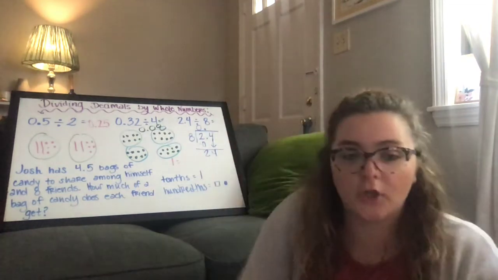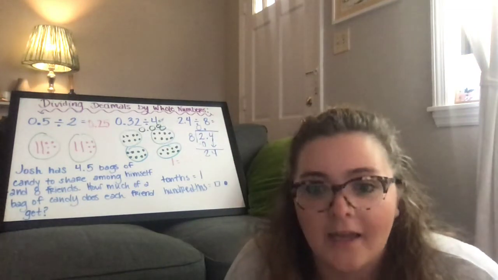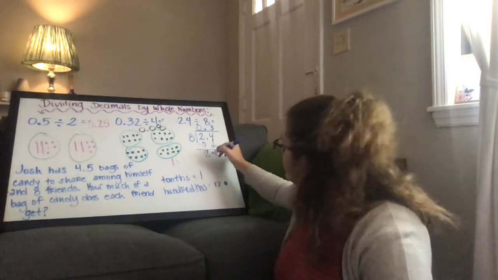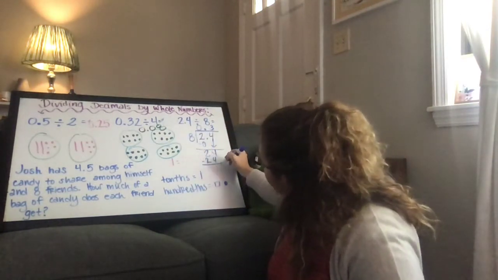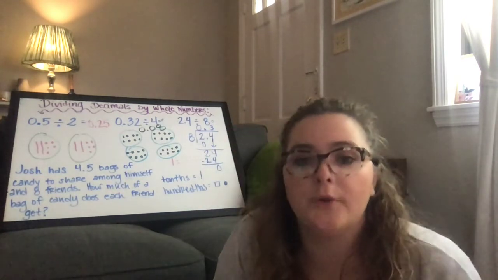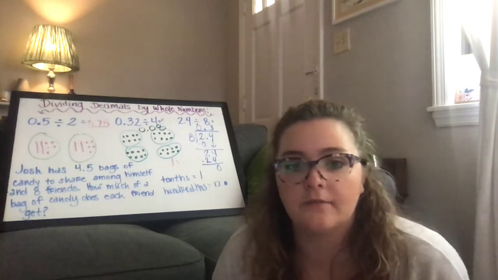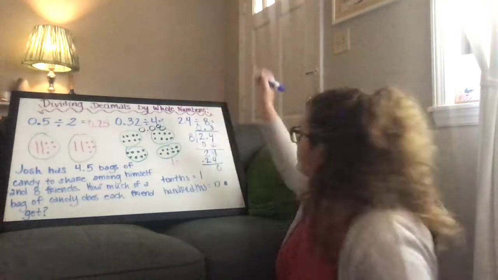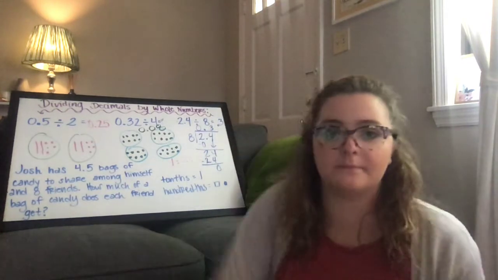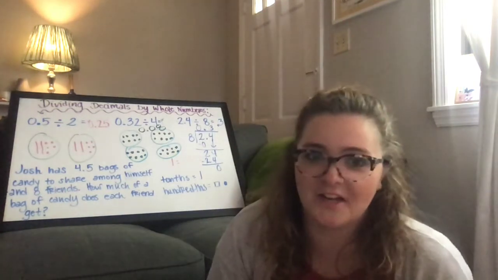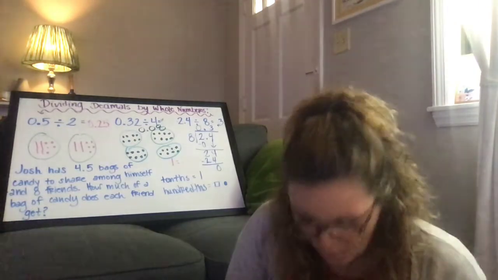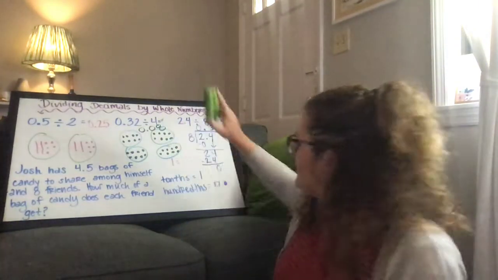Can 8 go into 24? Yes, it can. How many times? 3 times. 3 times 8 is 24. We're left with 0. So our answer to 2 and 4 tenths divided by 8 is just 3 tenths. Okay? Pretty interesting, huh? Almost a little bit easier than dividing whole numbers by decimals when you have to shift the decimal place value.